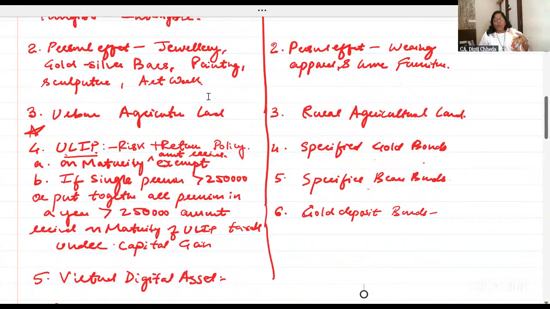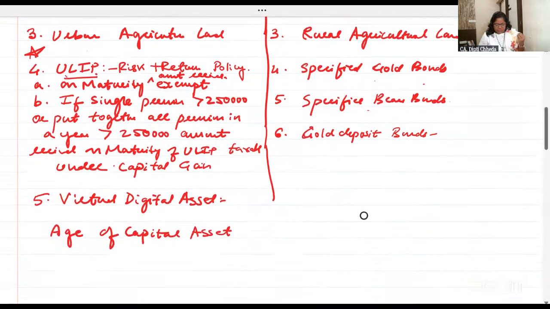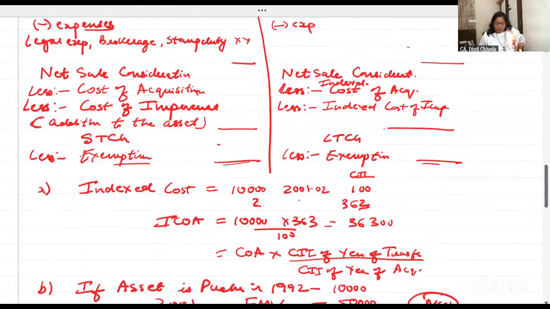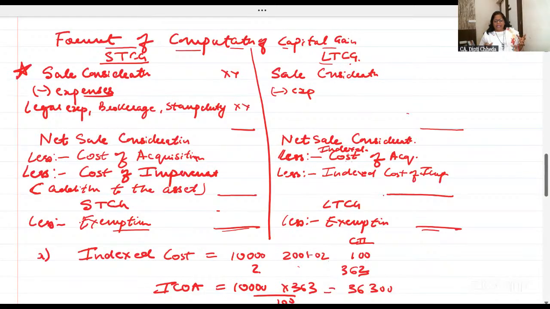ULIP, yes. Whenever single premium of the ULIP paid throughout the year exceeds 2,50,000 or put together it exceeds 2,50,000, right? Then on maturity, ULIP amount, whatever received, is treated as capital asset and it is taxable in capital gain. Detailed how ULIP is taxable is in CA final. Now, virtual digital asset, 30% flat you have to pay the tax. What is not taxable in that? Three kind of bonds which are issued by government are added. They are gold bonds, bearer bonds, gold deposit bonds. Right? Now, how to compute the capital gain income?